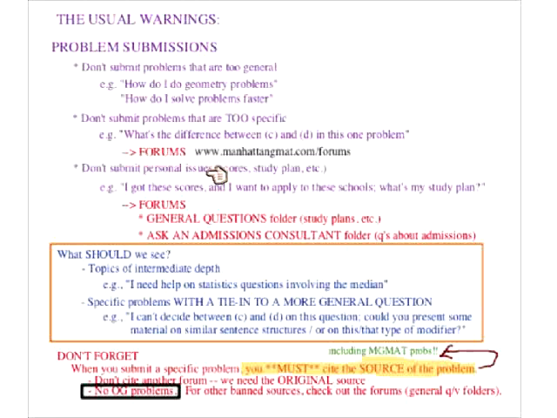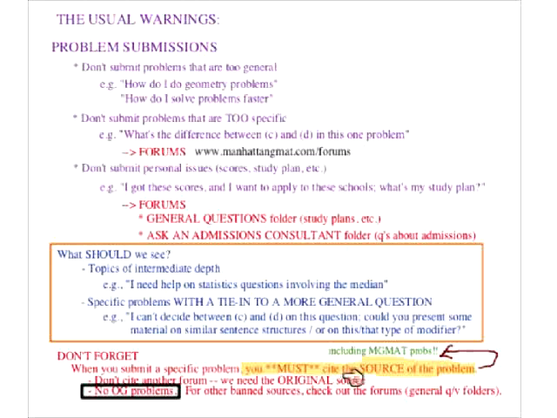Also, personal issues. If you're submitting something like, these are my scores, these are the schools I want to apply to, tell me a study plan, we do have a place for that, but the study hall is not the place for that. The place for that is, again, in the forums, this time in the general folder of the forums. Ideally, topics of intermediate depth with a tie-in to a more general question.